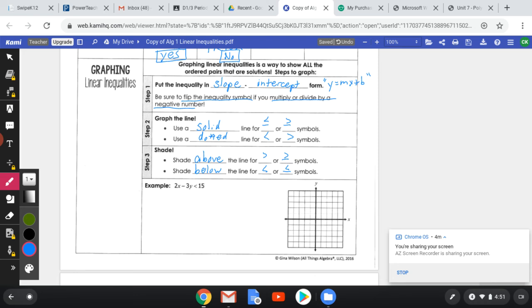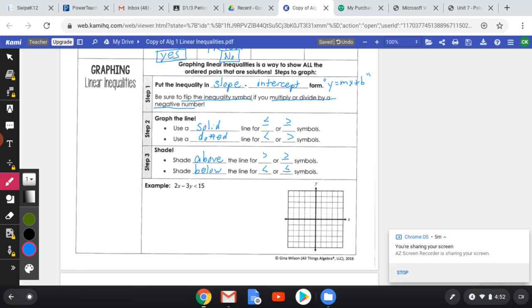So again, the three steps. First step is to get it in y = mx + b. Then if it has a little equal sign underneath, it's a solid line. Otherwise, it's a dotted line. And then you shade above if it's a greater than symbol, or you shade below if it's a less than symbol.